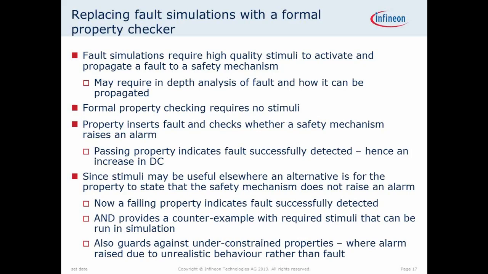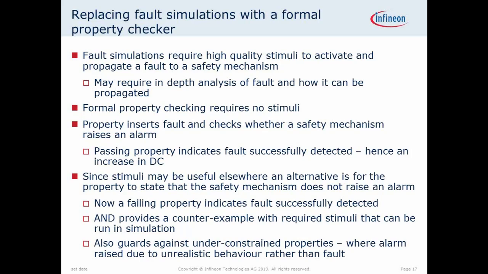You can try to generate random stimuli in order to do this, but ultimately, at some point, you're going to have to do some in-depth analysis of how some faults can be activated and propagated. So the benefit of using a formal property checking tool is you don't have to write any stimuli for it. A property can insert the fault and check whether a safety mechanism raises an alarm. And if it does, then you know that the fault has been detected, and hence you can add that fault into your diagnostic coverage. You can put that one in the top of your ratio.